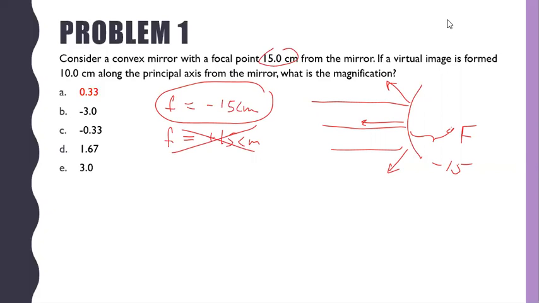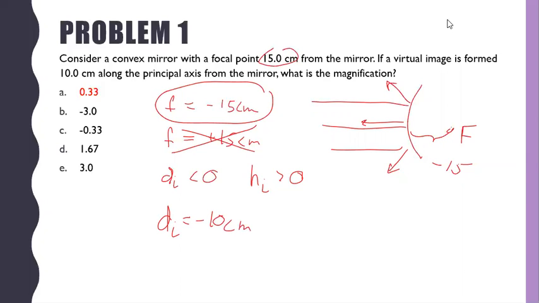Then it says we are going to find a virtual image. Okay, so that means that DI is going to come out as a negative, and that HI is going to come out as positive if we were looking at this. Now, we're not actually looking at the height of it here, but we are told that the virtual image is 10 centimeters along the principal axis from the mirror, but because it's virtual, it's going to be negative 10. So DI is negative 10.